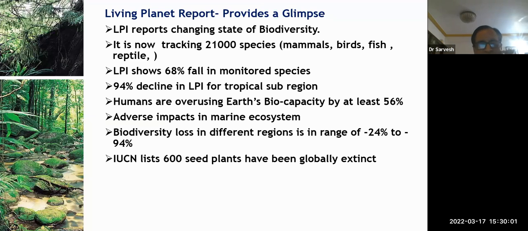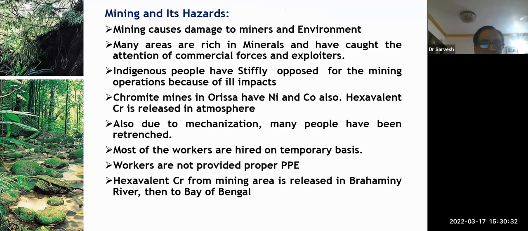Human beings are overusing biocapacity by at least 56%. There are adverse impacts in marine ecosystems. Biodiversity loss has been reported in the range of minus 24% to minus 94%, from temperate to tropical regions. IUCN has also reported that 600 seed plants have already become globally extinct. It is a very bad situation.